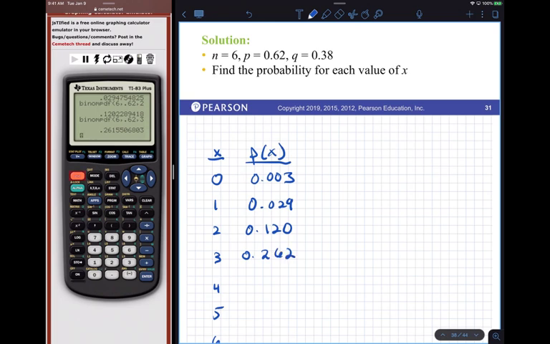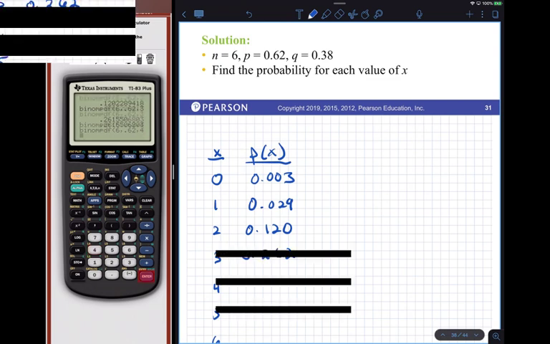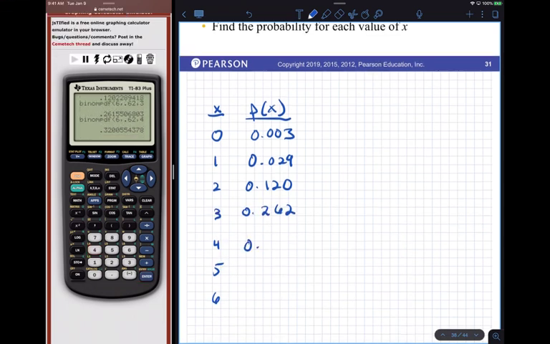And then when x is 4, 0.320. When x is 5, 0.209. And then when x is 6, 0.057. What am I writing there? Okay. All right. Oh, we're asked to graph, right?